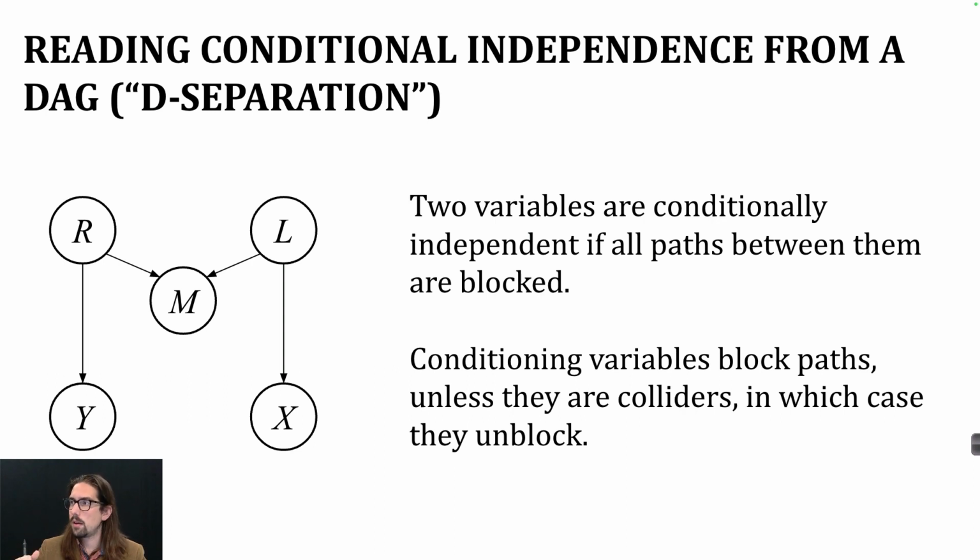The way that I think of it is that conditioning on a particular variable kind of switches the polarity of that variable. So if that variable was previously something you could pass through along a path, now it's blocked. If that variable was previously something that was blocking the path, now it's not blocking.